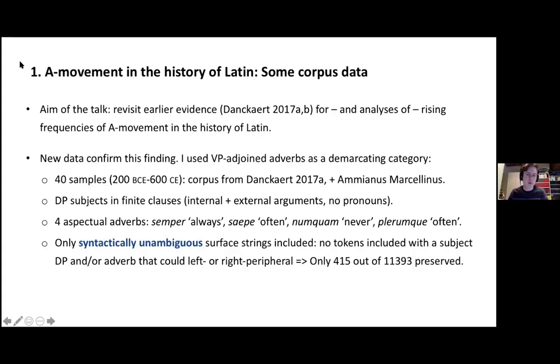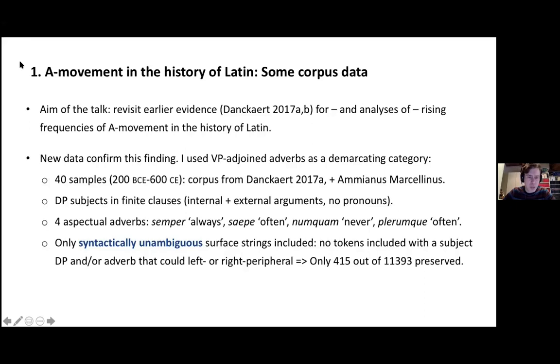I looked at the period from 200 BCE till 600 AD. So that's a period of 800 years. It's quite long. There's 40 text samples. What I used as a demarcating category to tell apart VP internal from TP internal subjects is adverbs. Let's, for the sake of simplicity, assume that those are VP adjoined.